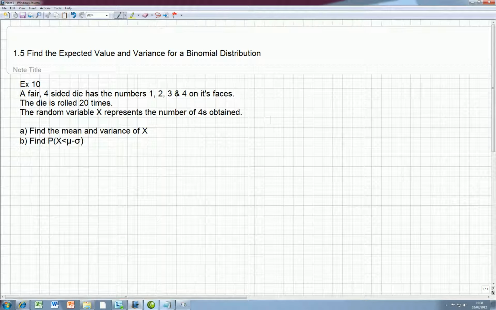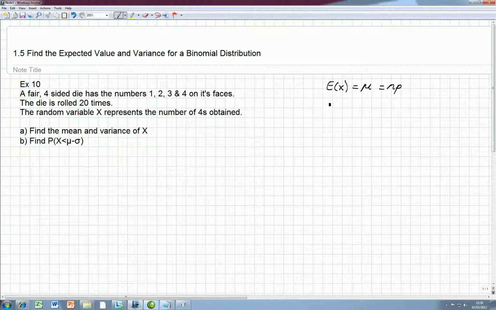Okay, let's have a look at this example which uses the formulas for expected value and for variance. Let's write those down first of all. So we've got that the expected value, you could think of this as a bit like the mean, is equal to mu, which would be the normal symbol we'd use for the mean, and that's found by multiplying n, the index, by p, the parameter.